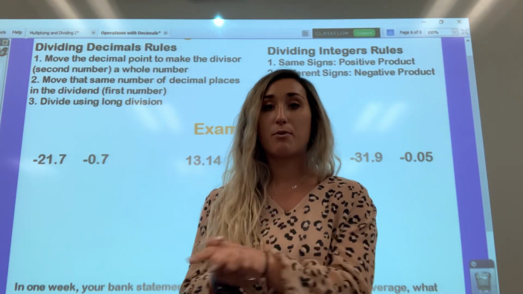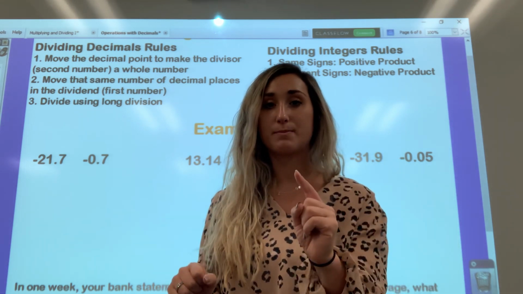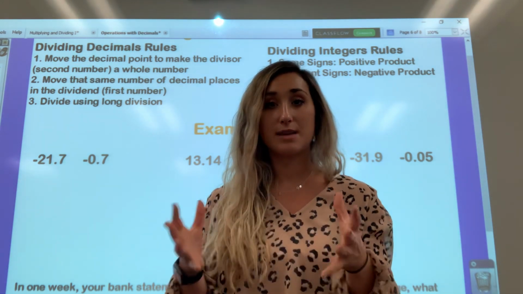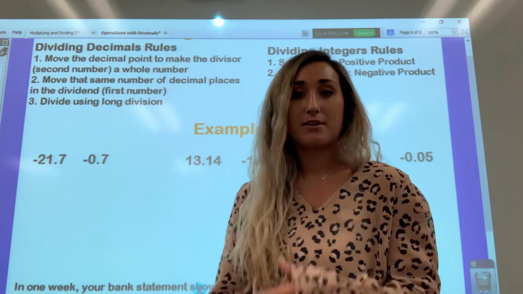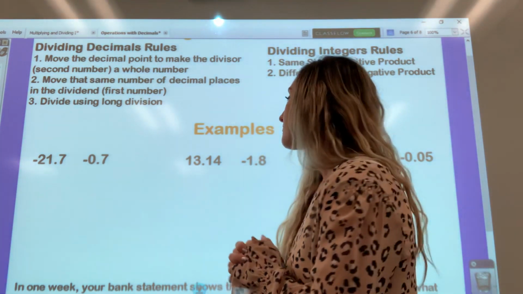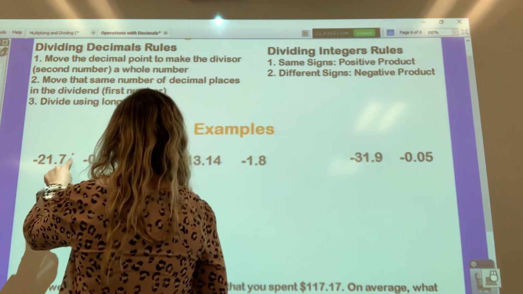If you move the decimal point over in that number, then you also need to move it over the same number of spaces in the first number to keep it consistent. And then you're just going to divide like normal, okay, using long division. My division signs aren't in here for some reason, so I'll write this in.